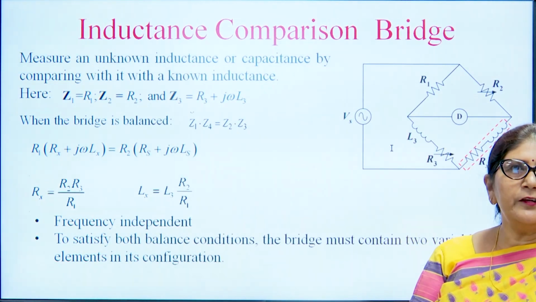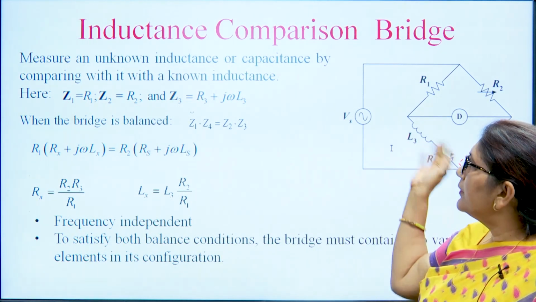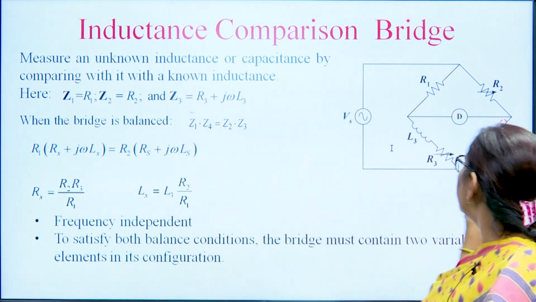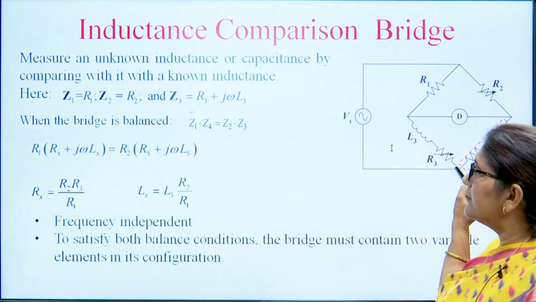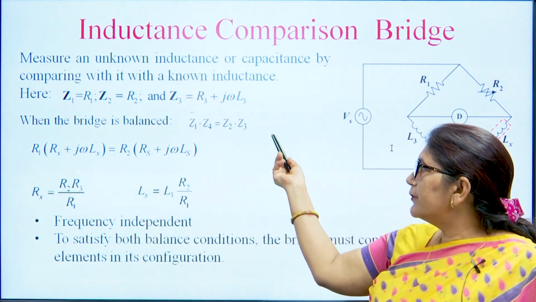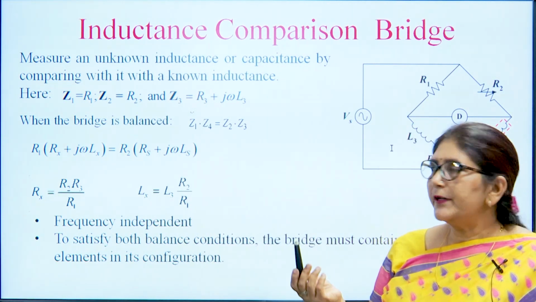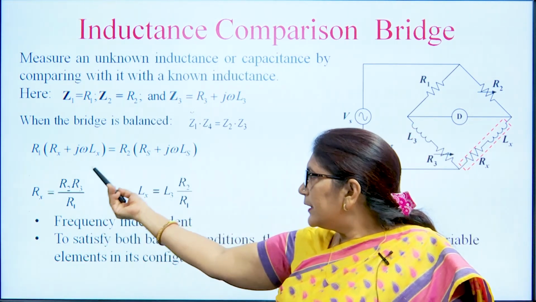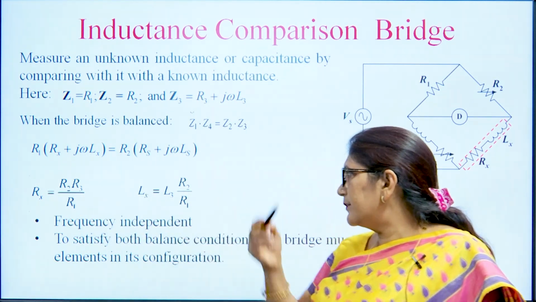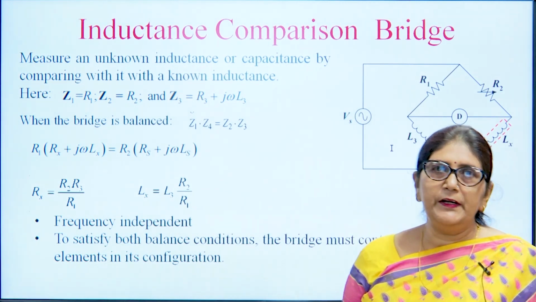Now the inductance comparison bridge is shown here. In the inductance comparison bridge, basically the inductance in series is compared with an inductance in series. Again the bridge balance condition is Z1 Z4 is equal to Z2 Z3. By placing the values of Z1, Z2 and separating the real and imaginary terms, we find the values of Rx and Lx. Again, these components are frequency independent.